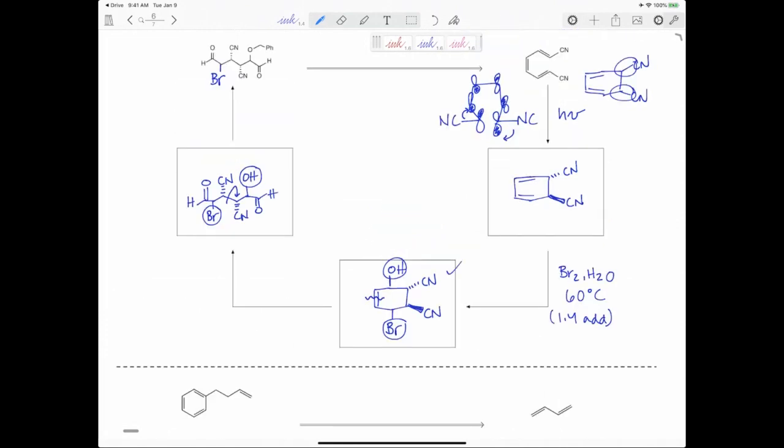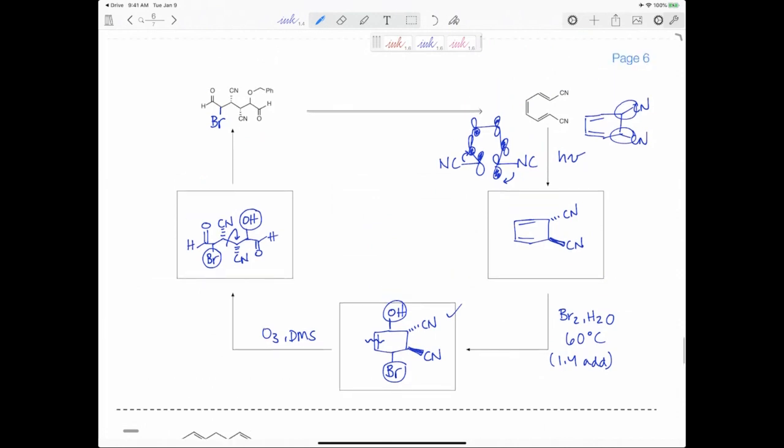And then when we cleave it off with ozonolysis, right, we open up the ring. And then from there, it's just a simple Williamson ether synthesis. And there we have it.